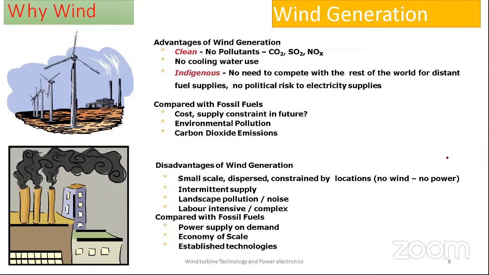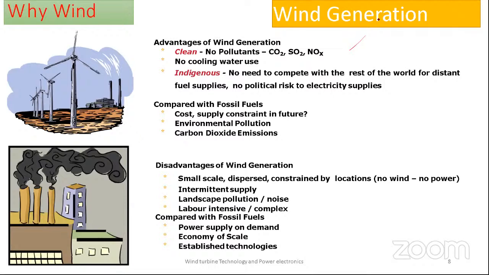So wind generation, what are the advantages of renewable energy compared to a thermal power plant? In a thermal power plant, whenever you are burning coal, what will happen? It is emitting obnoxious gases like carbon dioxide, sulfur dioxide, and nitrous oxide. And when you are burning, these gases are emitted to the atmosphere.